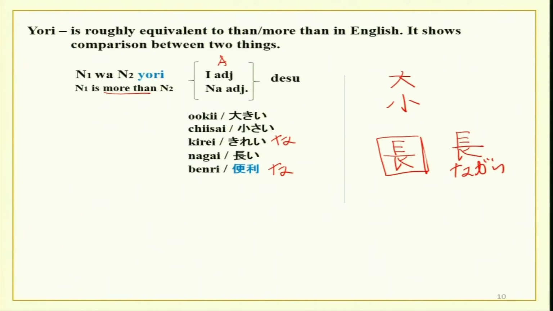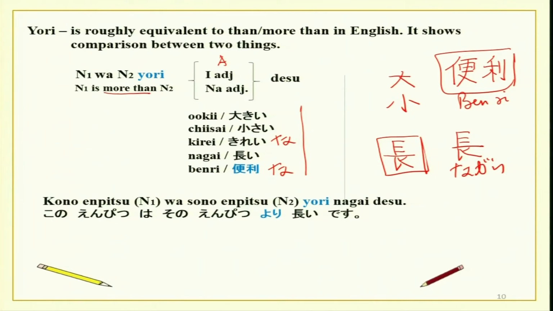Now you have benri. How do you write benri? Well, hito. Then this over here and cut it like this. And ri is like this. Benri. Convenient. Just to give you practice, just a visual over here of the countries as you know the word.